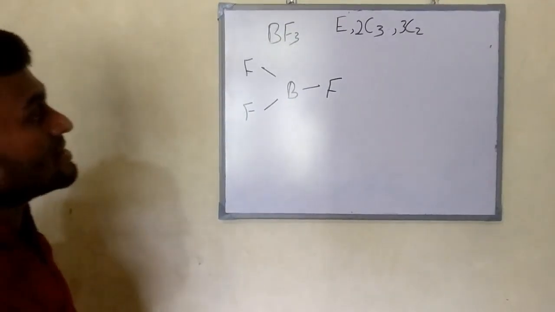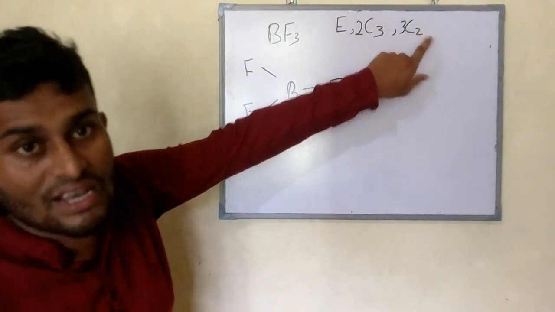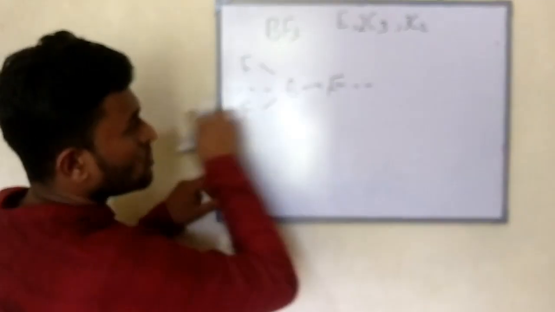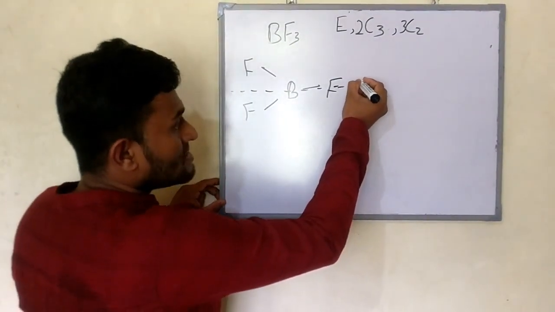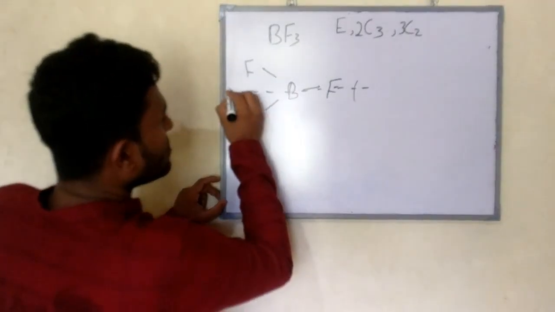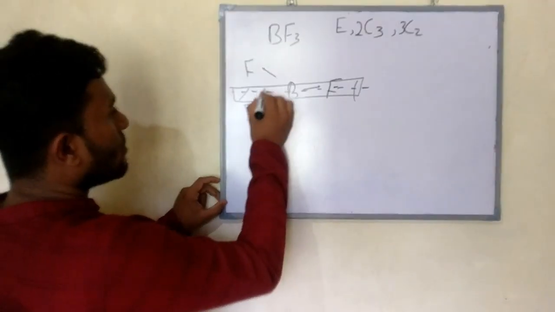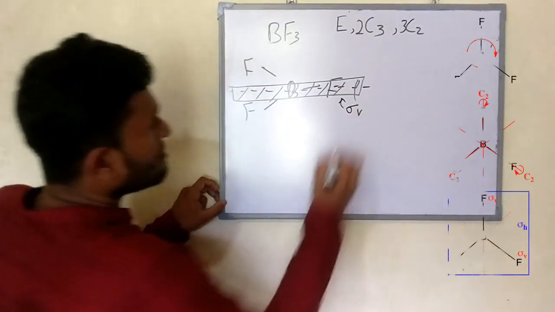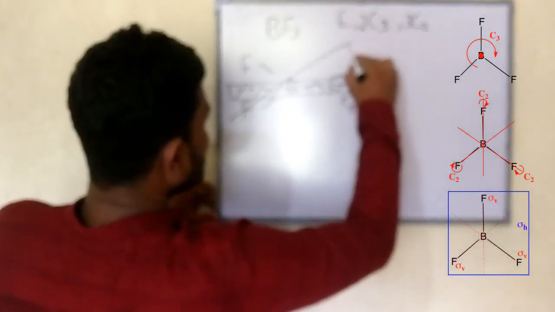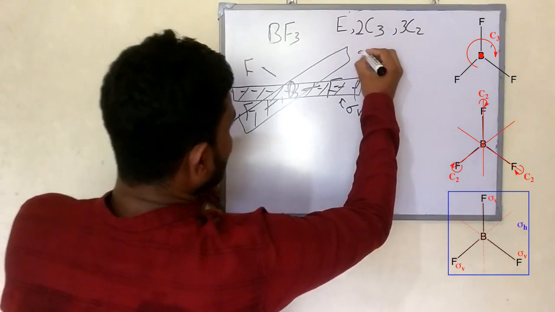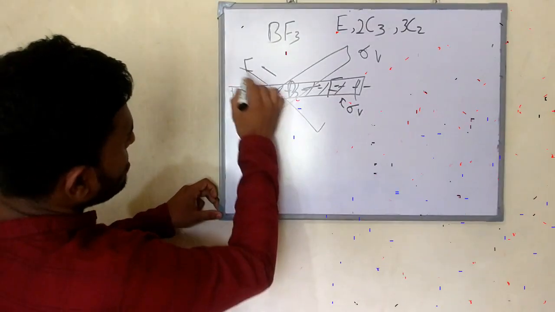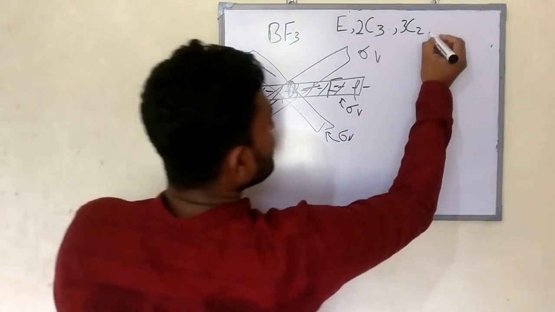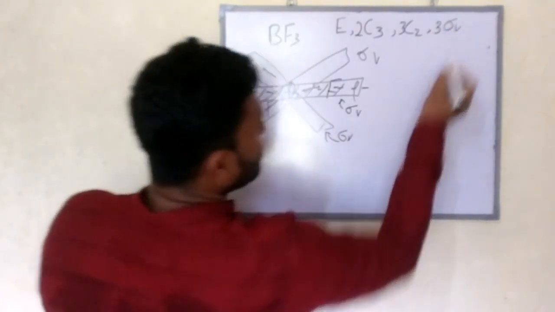In this molecule, the same plane that goes with the C2 is one plane. Here this is your C2 axis, but at the same time you can take another plane also, because you know sigma V always contains the C2 axis. So this is your sigma V. And also this is another plane. So this is another sigma V, and this is also another sigma V. So you can take 3 sigma V.